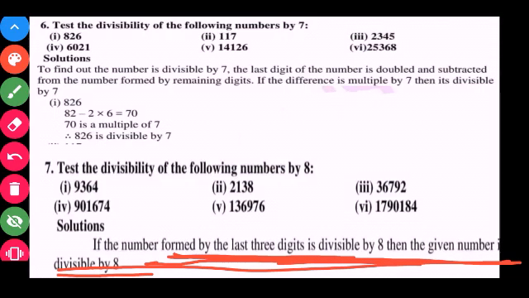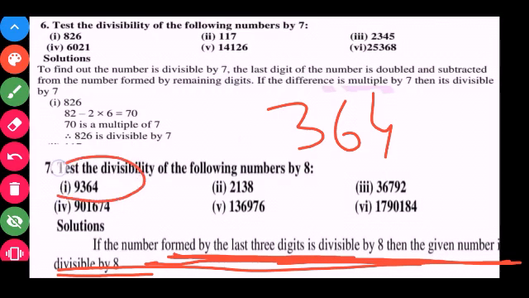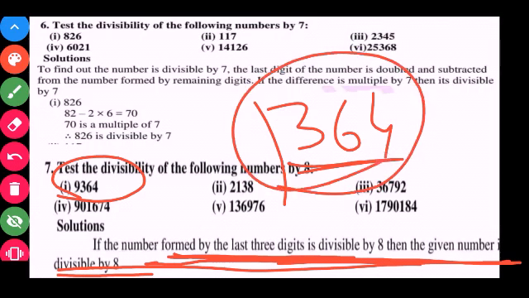Okay, so now check here. The first part is given. In the first part, the number formed by the last 3 digits is 364. So check whether this number is divisible by 8 or not. This is not divisible by 8. That's why this number is not divisible by 8.